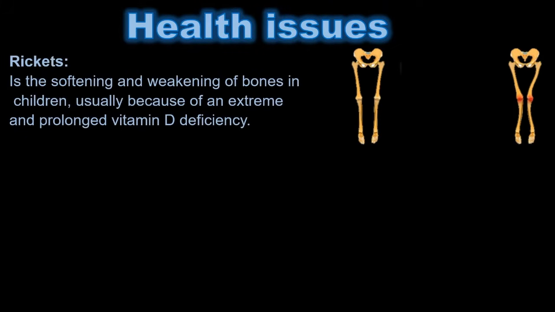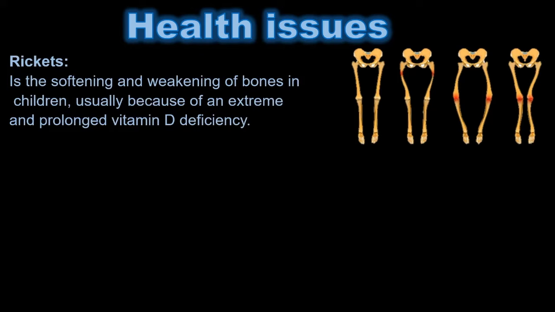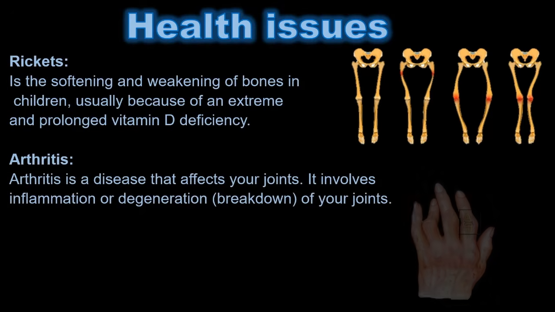Then health issues related to the musculoskeletal system. Firstly, rickets, which is very common in children. This is usually an extreme deficiency of vitamin D, because vitamin D is extremely important for the absorption of calcium.